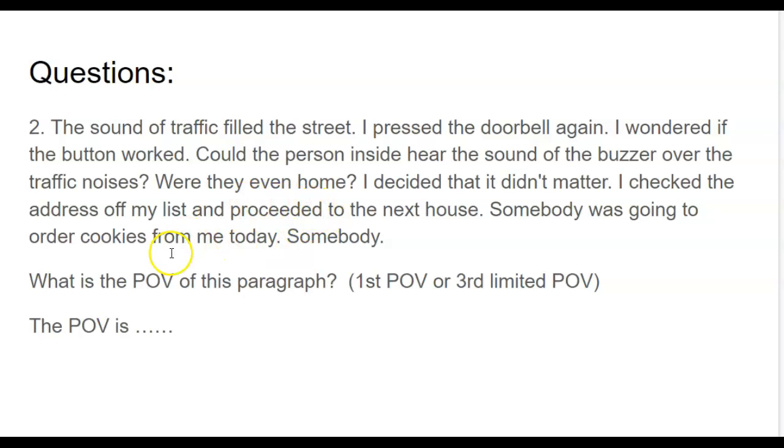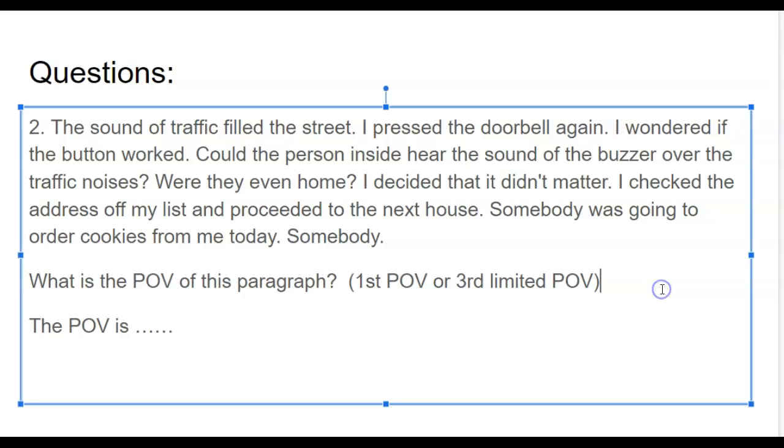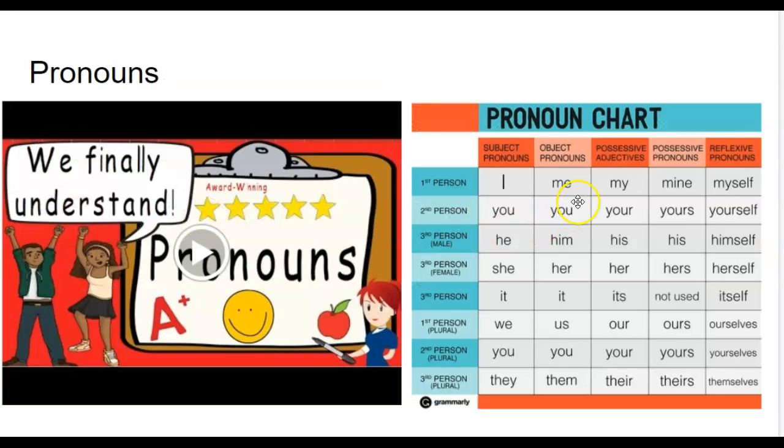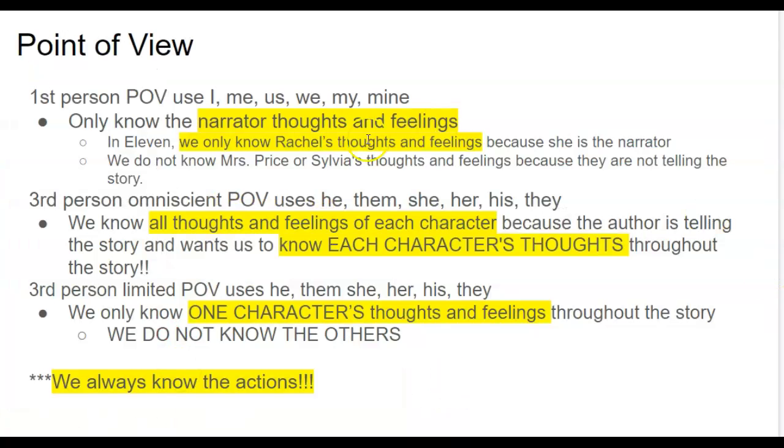Somebody. So what is the point of view of this paragraph? First person point of view or third person point of view? Think about the pronouns that were used, okay? And then you can write down your point of view. So go back here to your pronoun chart. It even tells you when it's used in first, second, and third person. Or you can use this chart right here.